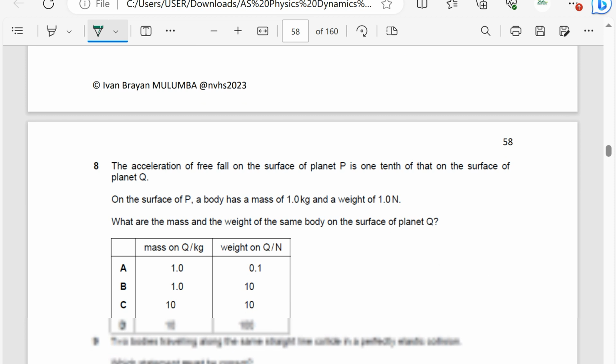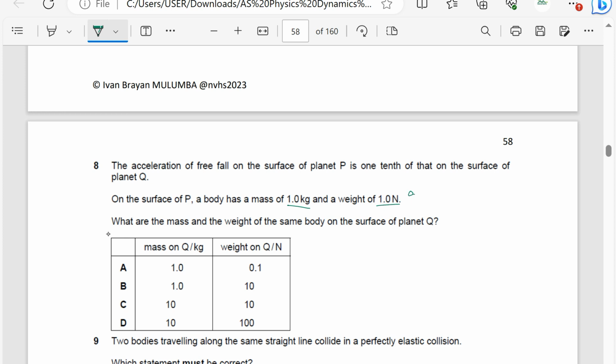The acceleration of free fall on the surface of planet P is 1/10 that on the surface of planet Q. On the surface of P, a body of mass 1 kilogram has a weight of that. So it means g on this surface is going to be 1 divided by 1, which is 1 newton. g on that surface is 1 newton per kilogram. What are the mass and weight of the same body on Q?